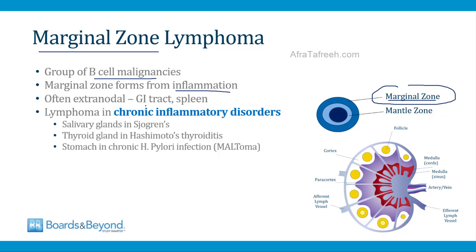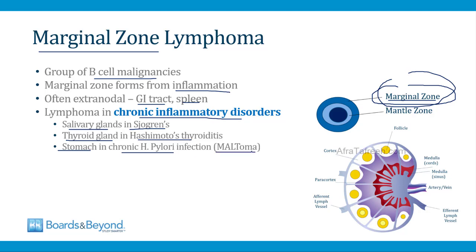Marginal zone lymphomas are often extranodal, so they tend to occur in places like the GI tract or the spleen. And as I said, they occur mostly in patients with chronic inflammatory disorders who have chronic growth of the marginal zone. So this is the type of lymphoma that can occur in the salivary glands in patients with Sjogren's syndrome. These can occur in the thyroid gland in patients that have Hashimoto's thyroiditis. It can also occur in the stomach in patients who have chronic infection with the bacteria H. pylori. When this happens, it's called a maltoma, and I talk about this in videos in the GI section, but a maltoma is just a variant of a marginal zone lymphoma.